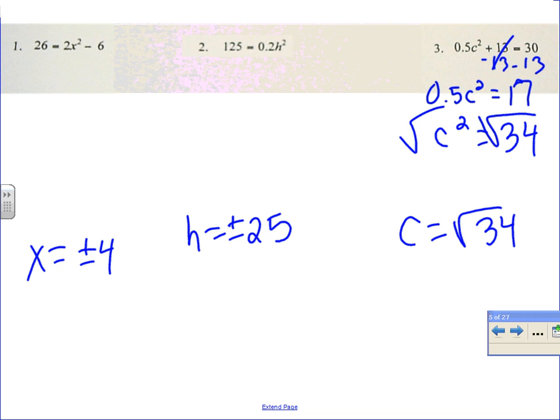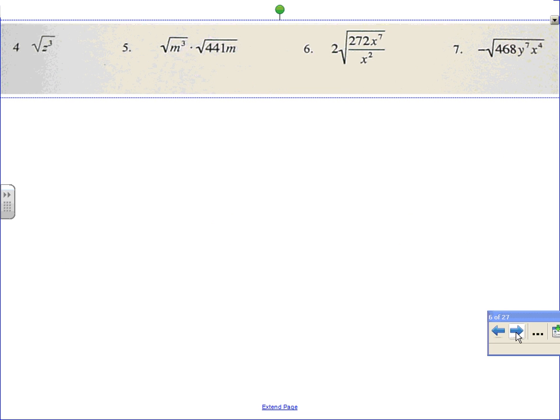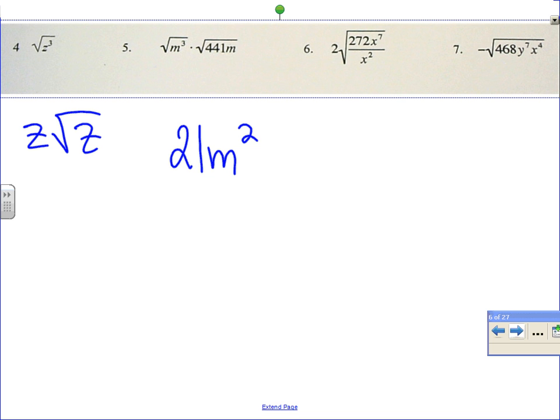Nathan M? No, I won't take off for that. Doesn't matter. Okay, number 4, Peyton. Good. Z times the square root of z. Michelle, number 5. Good. 21m squared. Number 6, Neil. Okay, it should be 8x squared and then 17x.